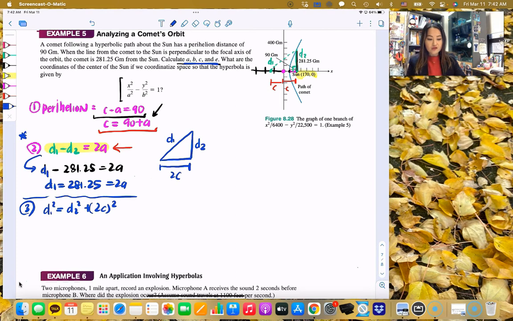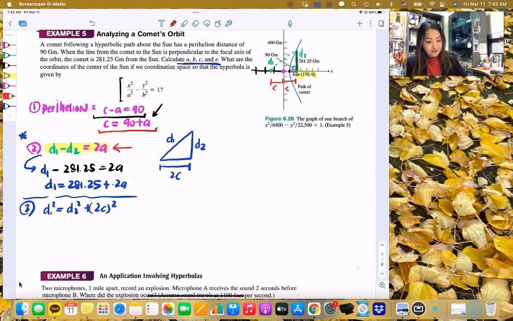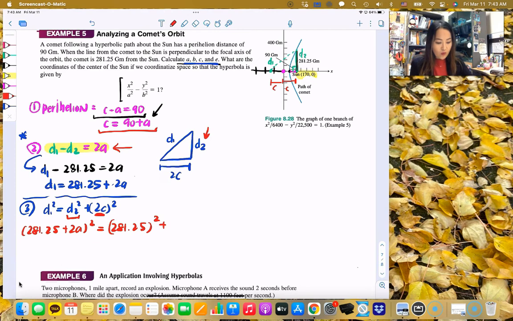Okay? So let's actually finish filling in everything that we know. Isn't D1, oh, wait a minute, I keep doing this. It's not a plus sign here, it should be an equal sign, and a plus sign right there, right? Okay, so isn't D1 squared just 281.25 plus 2a, squared, right? And what's D2 squared? Well, D2, isn't it just given as 281.25 squared? What's 2a? But wait, 2c.